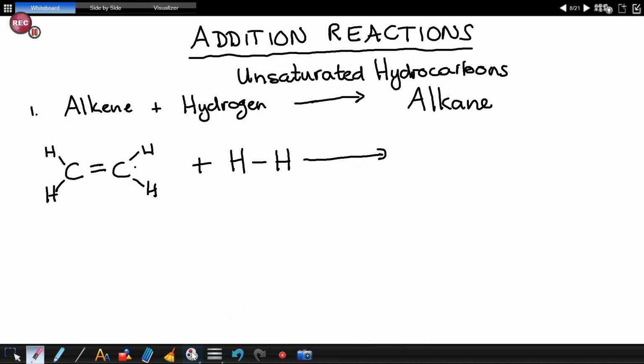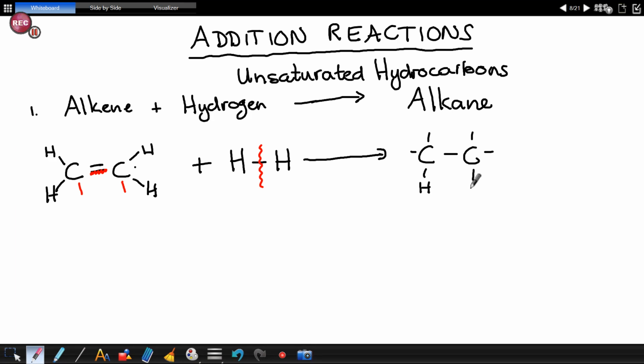It will break this bond so that this carbon can take another atom and that carbon can take another atom. Where will those atoms come from? Those atoms will come from splitting the hydrogen molecule into two. So that will give us a saturated hydrocarbon.